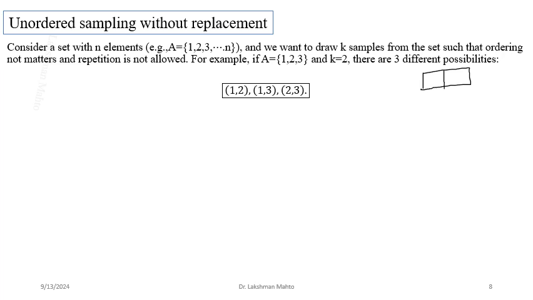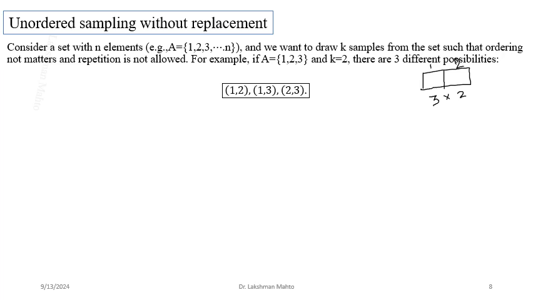This box is having one kind of combination. How many options is this box having? 2. The first box, how many options? K size is 2, so that's where 2 boxes are coming. It is having 3 options. And how many options is this box having? 2 options. So this one is talking about permutation, so you have to multiply these 2.